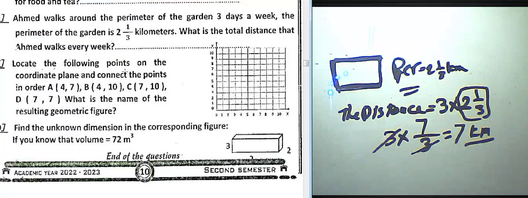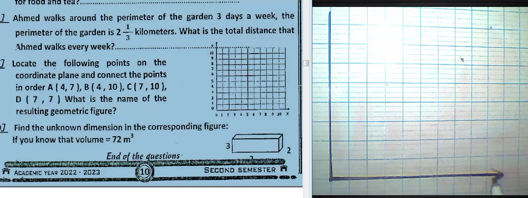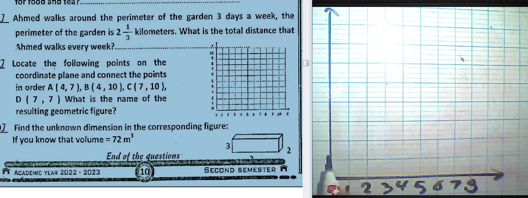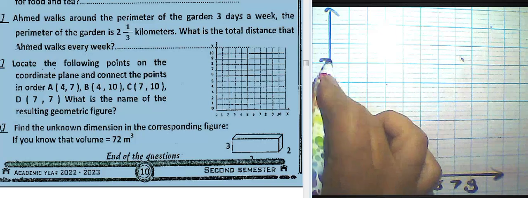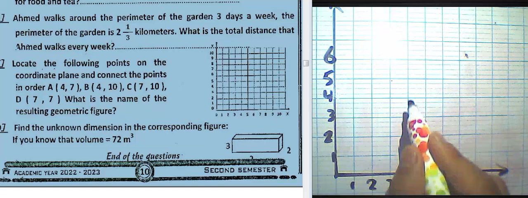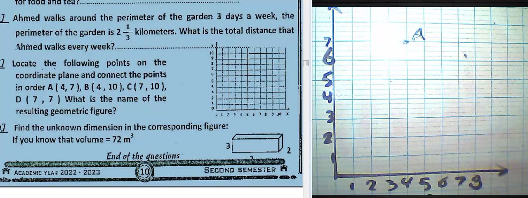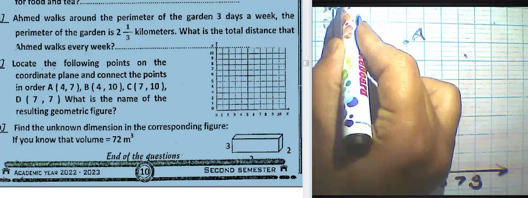Okay, locate the following points on the coordinate plane and connect the points in order A, B, C and D. What is the name of the resulting geometric figure? We have here the x coordinate and y coordinate. 1, 2, 3, 4. Okay. First in order A, 4 and 7. 4 and up to 7 here. It was A. And B, 4 and 10. 4 here going up to 10, 8, 9, 10.